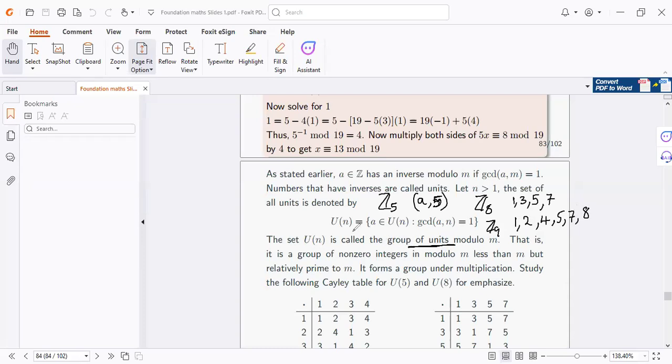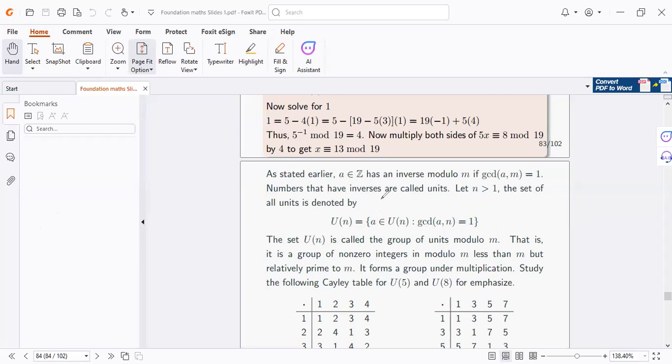Now, a group of units, a group that consists of elements which are relatively prime, I'll denote by U_n. U_n is a set comprising elements a such that the GCD of a and n is 1. So this is a group comprising of only units. This is how I'll be denoting it.